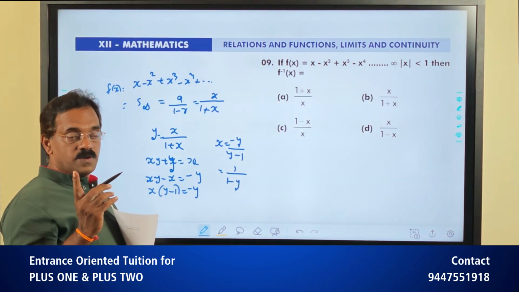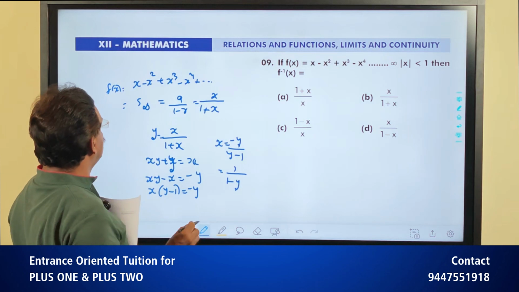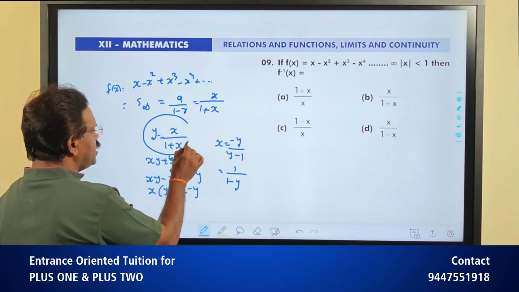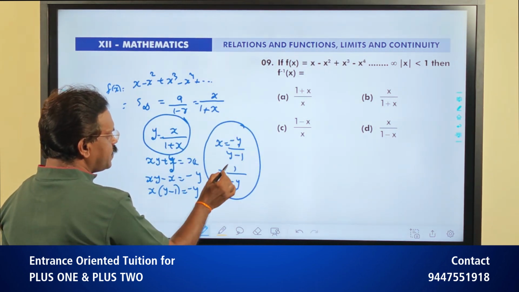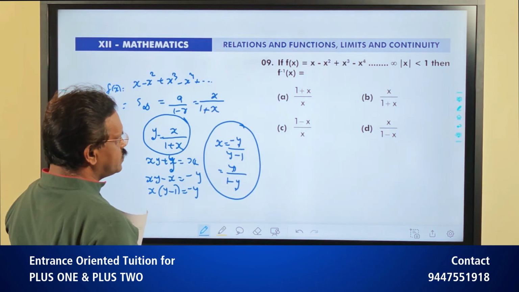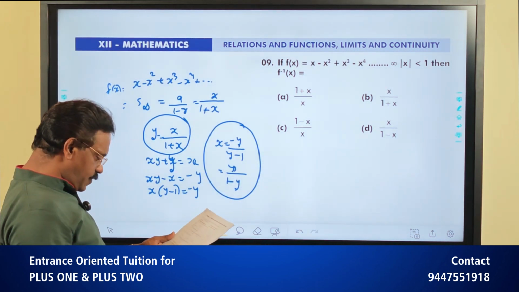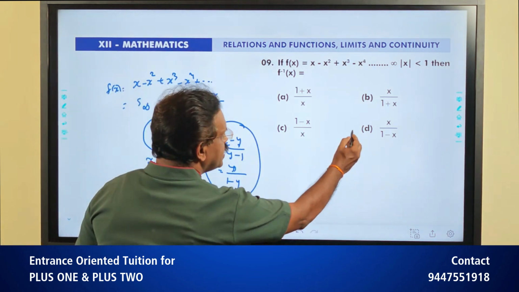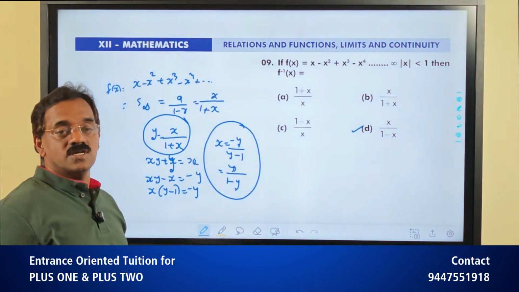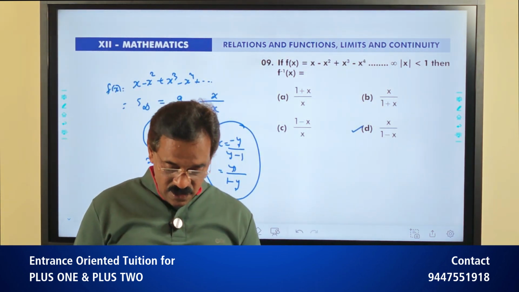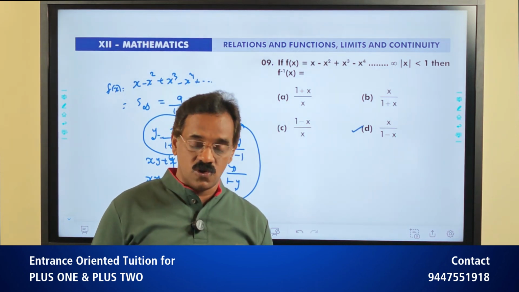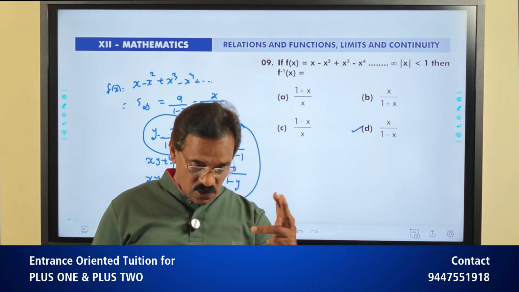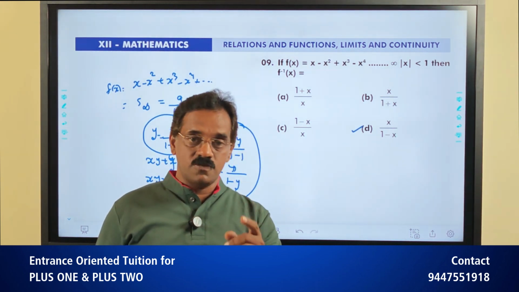Again, I think you people know how to find out the inverse. How? Start with the y, end with x, replace y by x. So the inverse of x is x by 1 minus x, which is given to be choice D. So always remember this logic, because this question is not there in the syllabus, but in the entrance examination it is important. We already supplemented you with 2 questions on finding the inverse. You have to make use of that one.